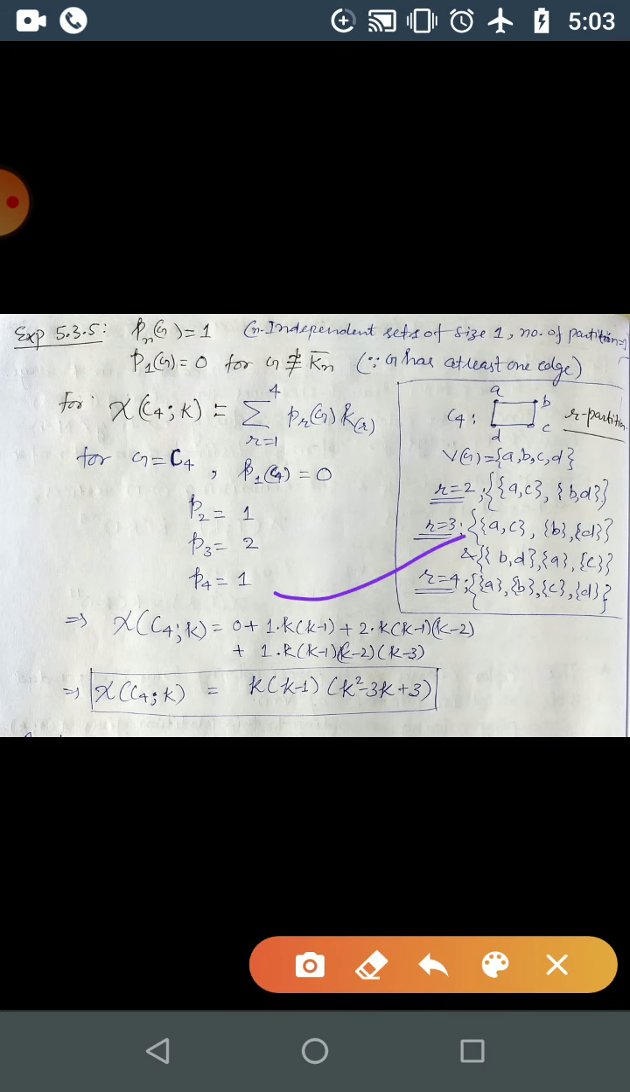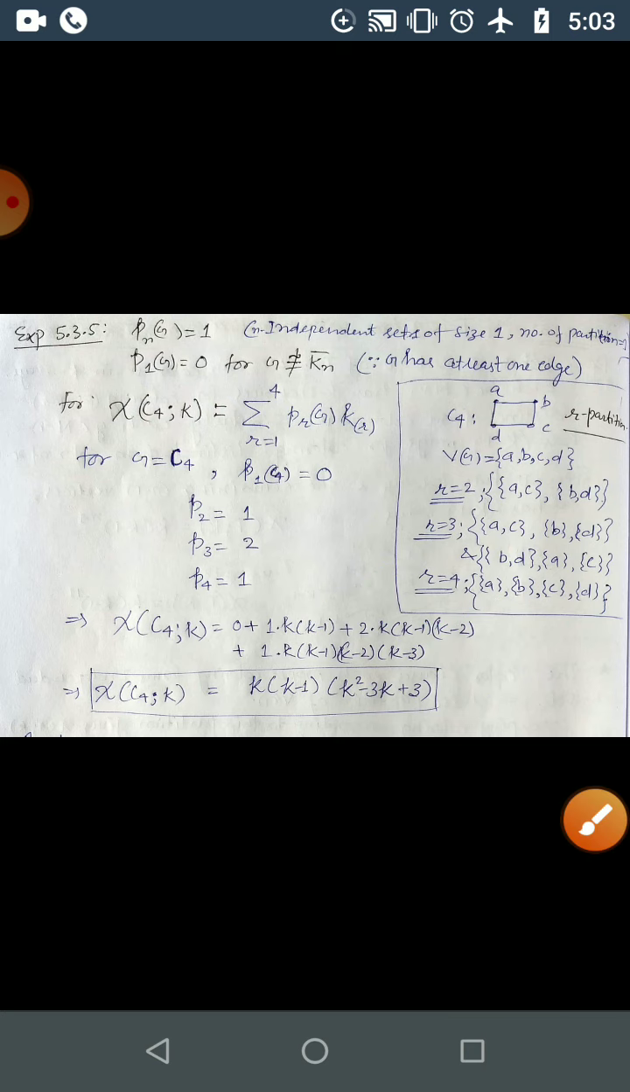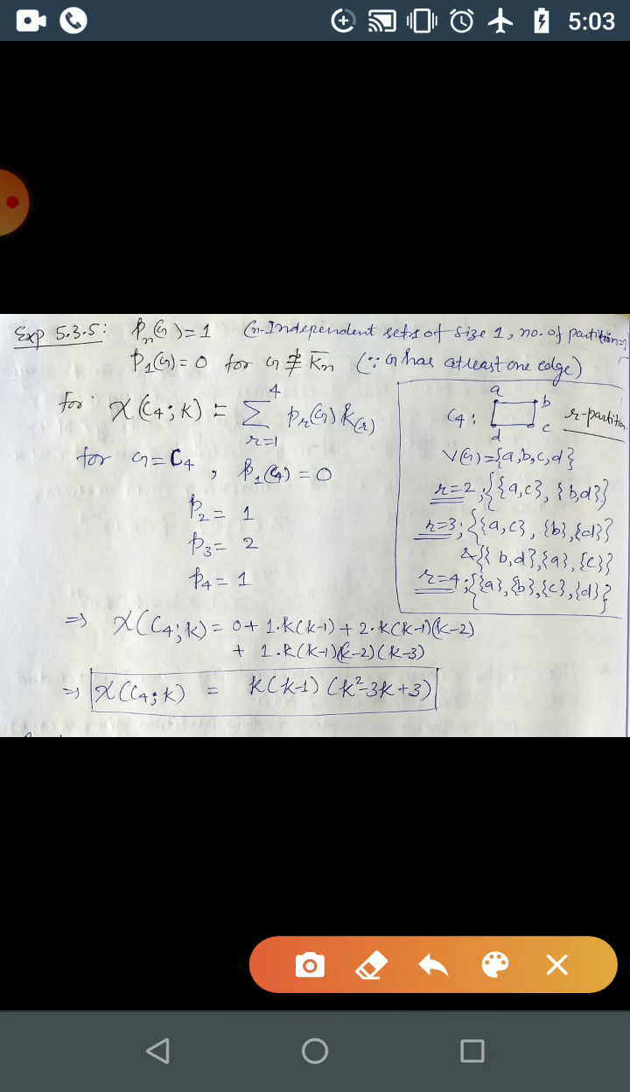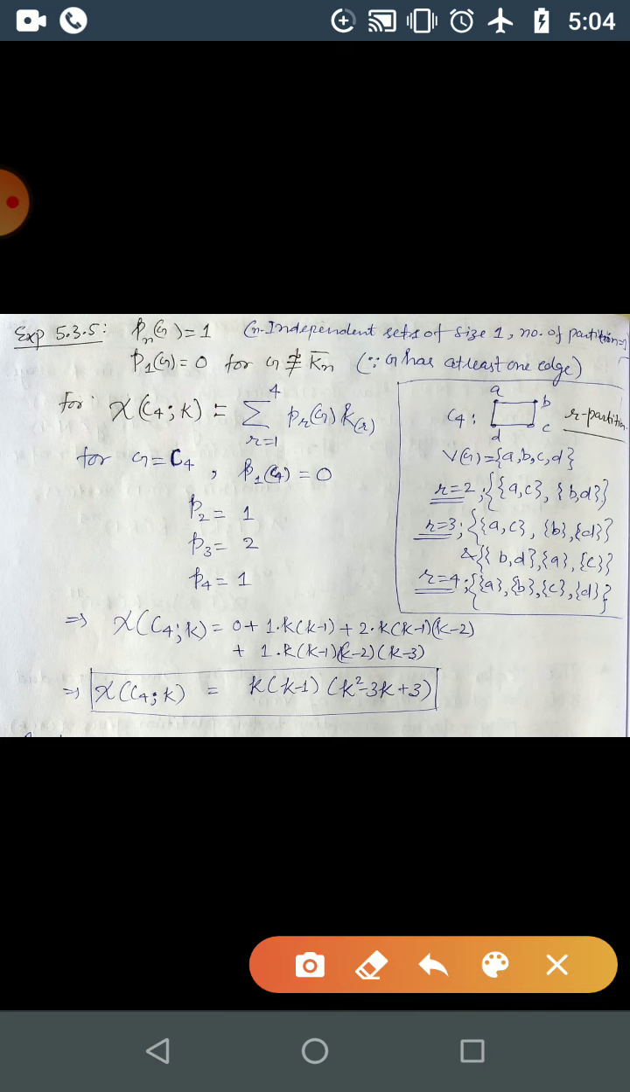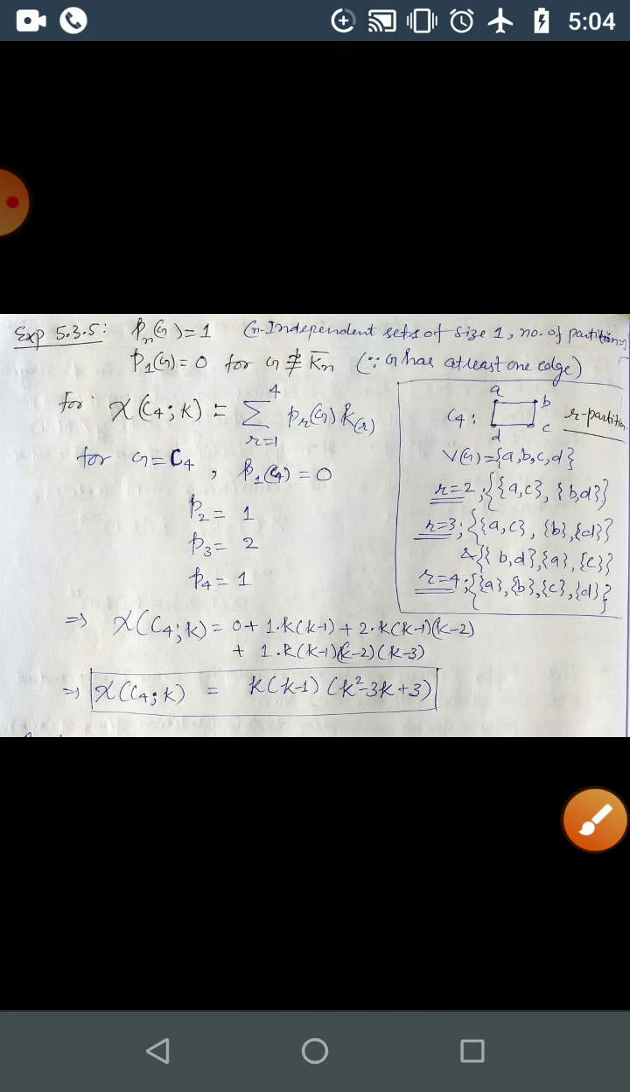And you just multiply it, you will get this result. And try to remember this result. For C4, this is the number of ways to properly color C4 when k colors are given, correct. So k into k minus 1 into k squared minus 3k plus 3, correct. So please try to remember this one. We will be using this C4 again and again whenever we need, correct.